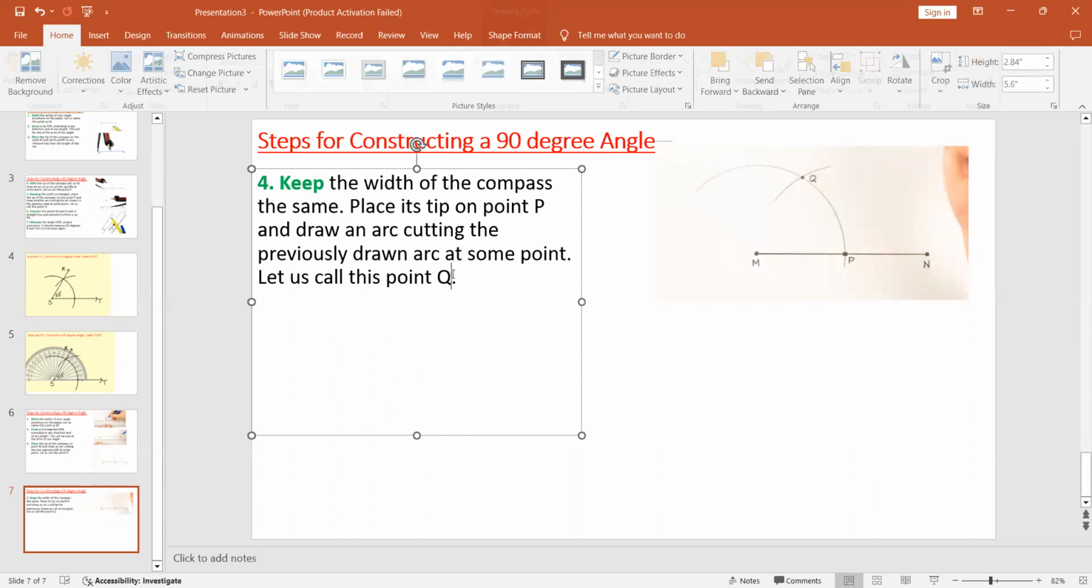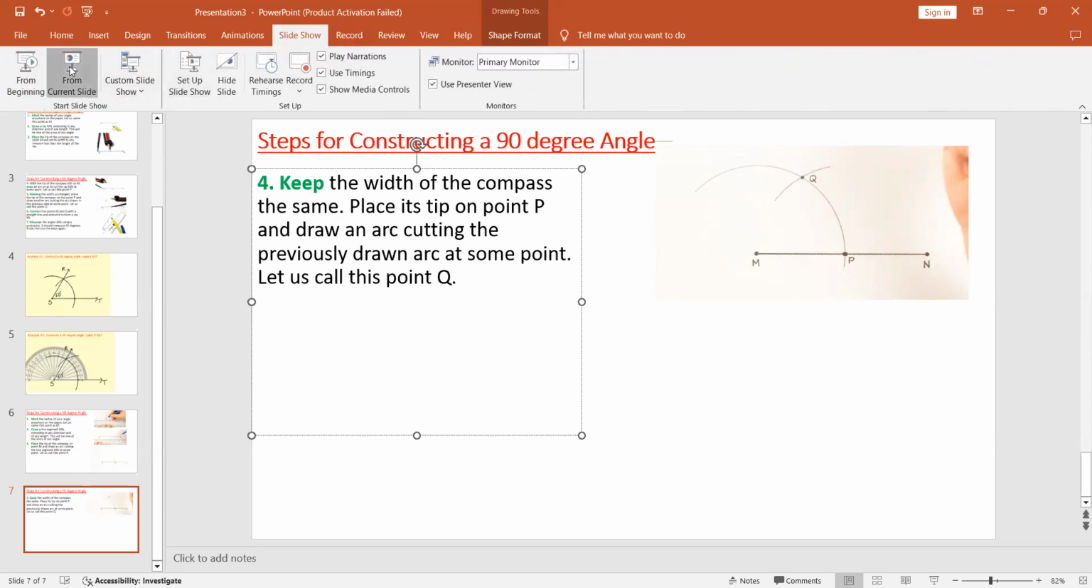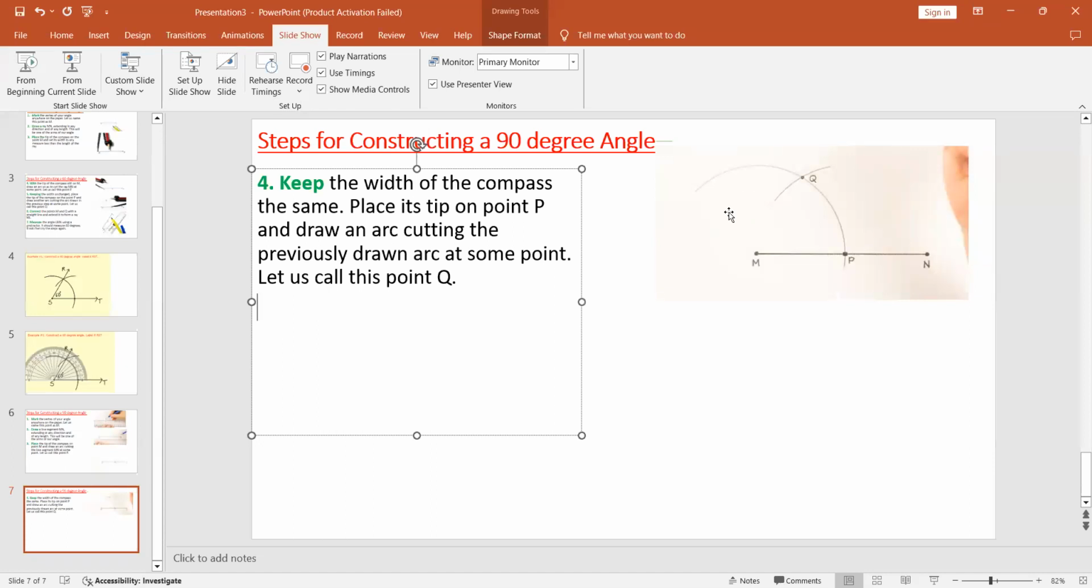So the next thing we're going to do is, instead of drawing a line that connects M and Q, we're going to go to Q again, and then we're going to draw another arc. And this arc is going to cut the first arc drawn. This is going to be step number 5.